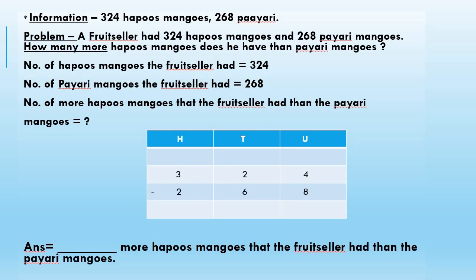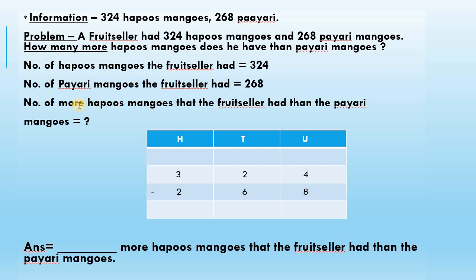Now this is the last one, boys. 324 Appu's mangoes, 268 Pairi mangoes. Okay, so the problem is, a fruit seller had 324 Appu's mangoes and 268 Pairi mangoes. How many more Appu's mangoes does he have than Pairi mangoes? How many more tells you that this is a subtraction sum.